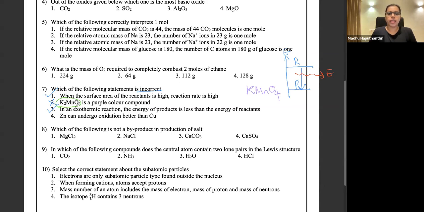Last one, zinc can undergo oxidation better than copper. Zinc can undergo oxidation better than copper. That's a very famous statement. You all know that zinc can undergo oxidation better than copper. So I will add one point to your general knowledge.